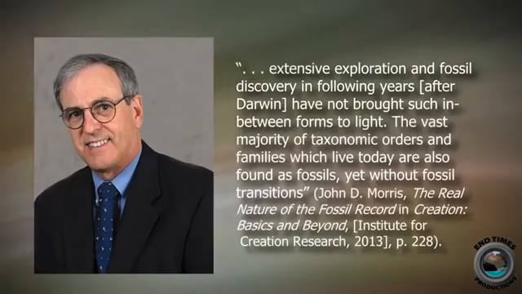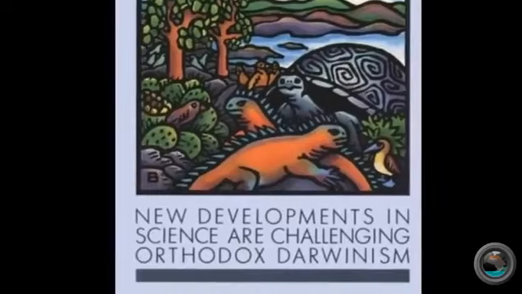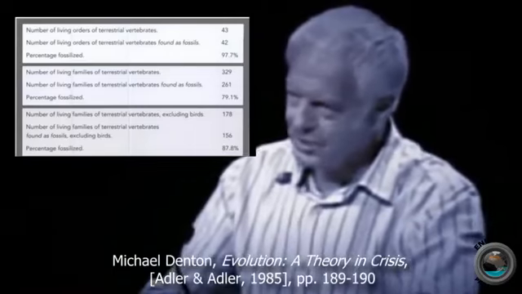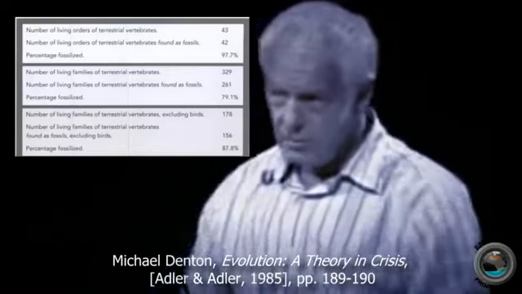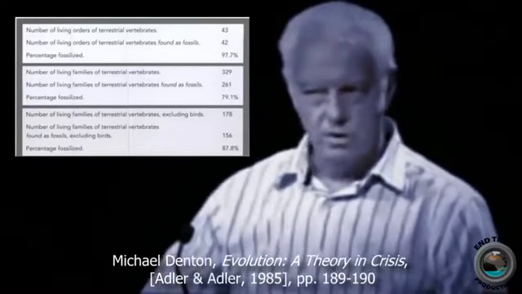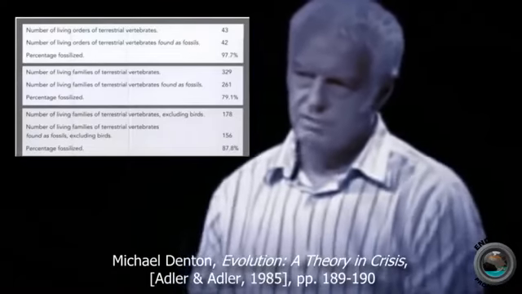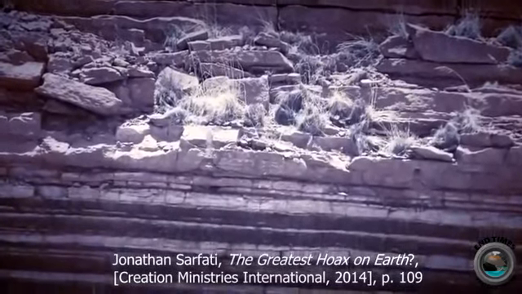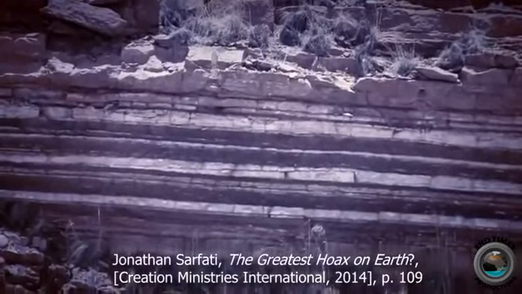Indeed, this is confirmed by biochemist Michael Denton, who, in his work Evolution: A Theory in Crisis, showed 97.7% of living orders of land vertebrates are represented as fossils, as well as 79.1% of living families of land vertebrates, 87.8% if birds are excluded, as they are less likely to become fossilized. In fact, all 32 mammal orders appear abruptly and fully formed in the fossil record. So the idea the fossil record is incomplete is false.